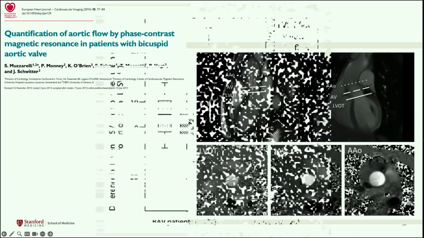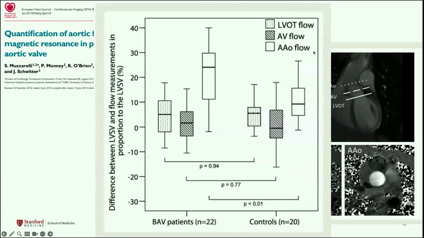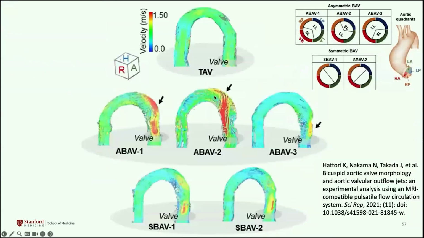And where we measure really does matter, with more underestimation of flow in the ascending aorta. So why might that be in these patients? Well, it's related to non-laminar flow. So this is, Makoto, for you.